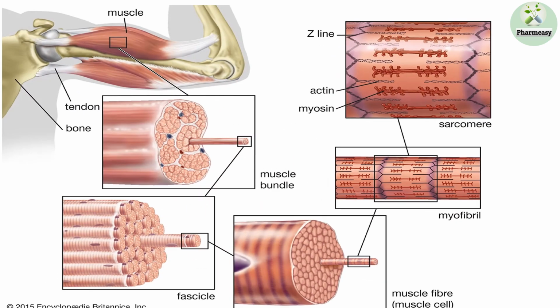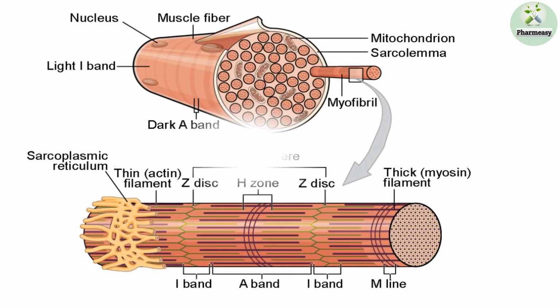This is a skeletal muscle which is attached to bone by the tendon. And it contains several muscle bundles. Each muscle bundle contains many fascicles. Each fascicle contains muscle fibers that have myofibrils. And it consists of sarcomeres, which we have already discussed. This figure is for better understanding.